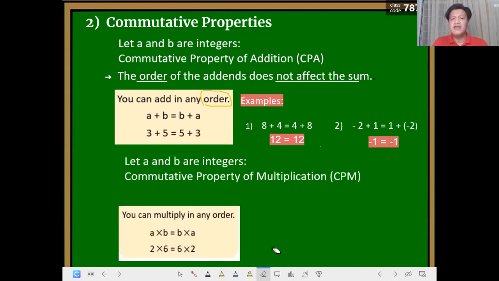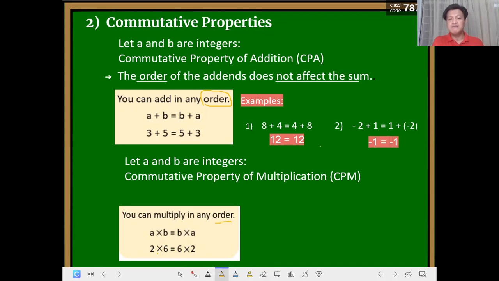You can multiply in any order. We have this A times B. Pwede natin isulat as B times A. Example natin, di ba? 2 times 6, you can write as 6 times 2. But if you are going to observe, di ba, nagpalit sila ng order. Take note of that. But this is multiplication.